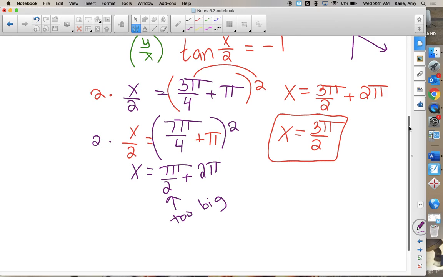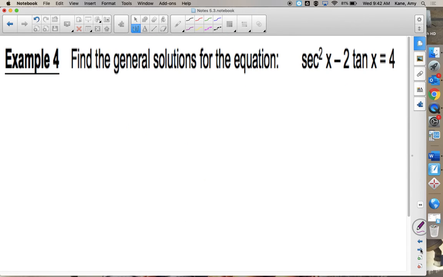So there is one more problem that we are going to at least try and start. We're going to switch gears one more time. We had 2 problems where we were manipulating the angle, and now we're going back to a problem similar to the first one. Find the general solutions. It should say from 0 to 2 pi. Oh no, it says general, so we don't need 0 to 2 pi.